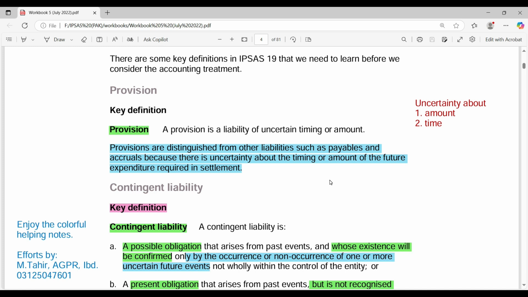A provision is basically an uncertainty about timing and amount. Then the question is how provisions are different from other liabilities. As you noted, in a provision there is uncertainty about amount and timing. Provisions are distinguished from other liabilities such as payables and accruals because there is uncertainty about the timing or amount of the future expenditure required in settlement.